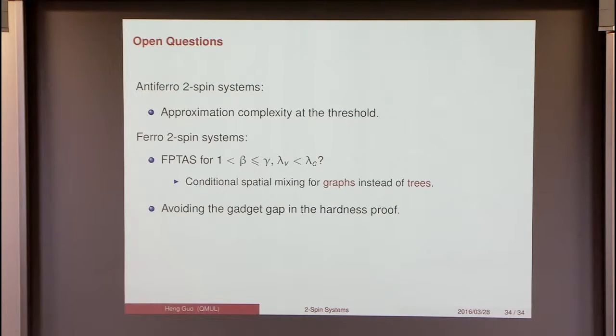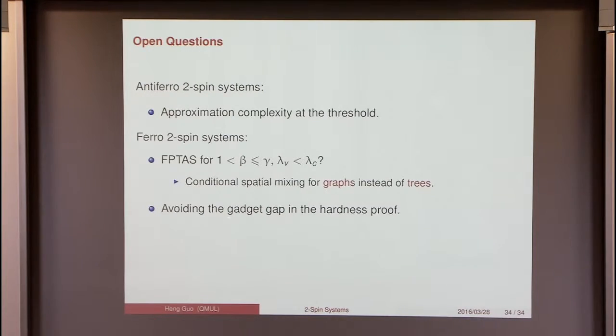Another open question is how to avoid the gap in the hardness proof. What I showed earlier is for non-uniform field. If we want to show hardness for uniform field, we need to construct gadgets. Then the gadgets are combinatorial, so there will be an integrality gap again. So how to avoid that gap seems to be a difficult question.